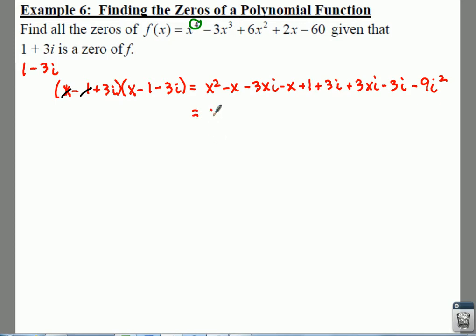So let's clean this up, and when we do, we're going to have some terms that will cancel out. We're going to start with our x squared. So we have an x squared. Now let's find all of our x's. So we have a negative x here, another negative x, and no other x's. So that's going to be a negative 2x.